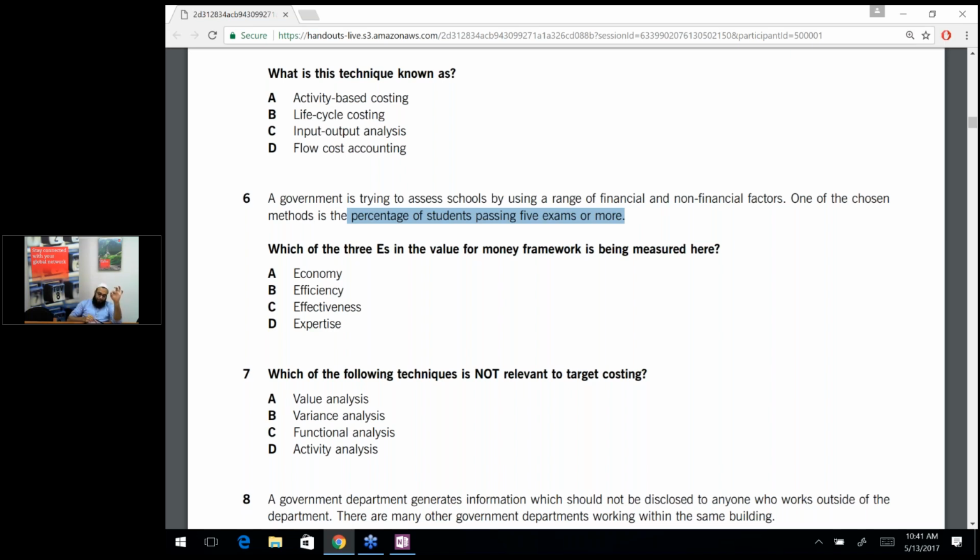So my friends, percentage of students passing 5 exams. This is passing 5 exams. And what does a government want? A government wants students to pass. So if they are passing the exam, it is clearly achieving the objective. And objective achievement is known as effectiveness. Okay, effectiveness means the objective is achieved. I'm sure you got it. The answer is C.